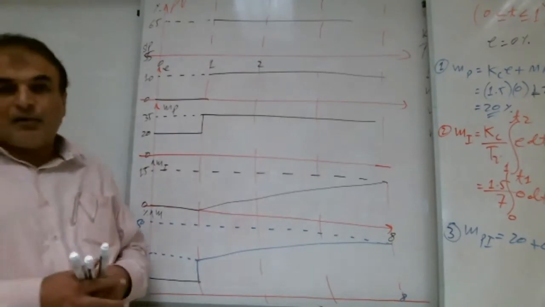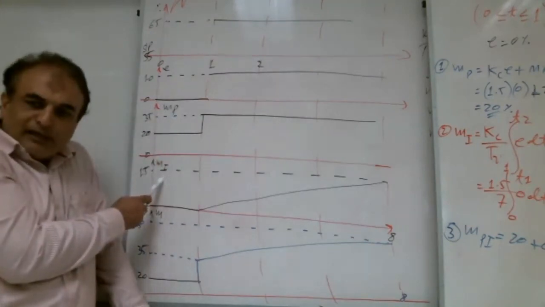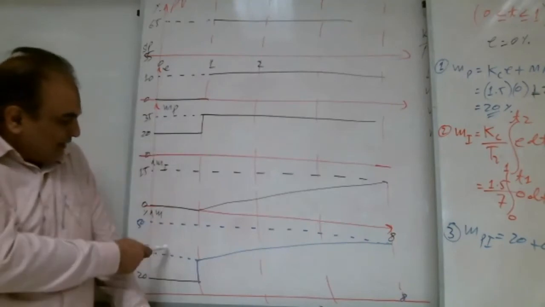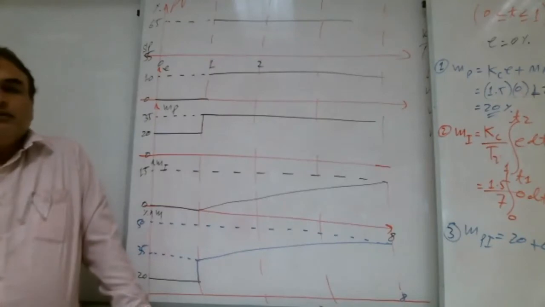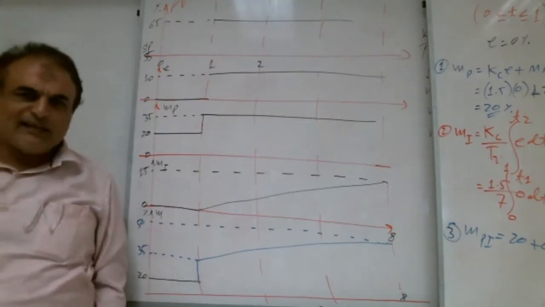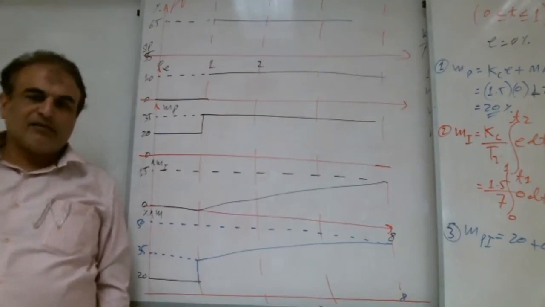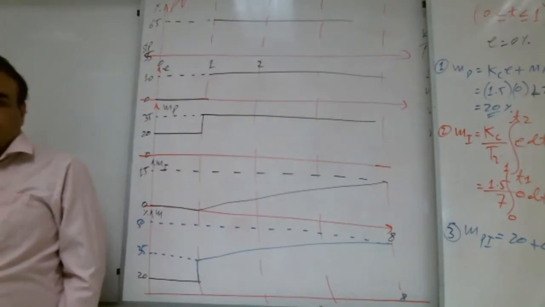So what is the bottom line? If we have already drawn MP and MI, we can add them directly and bring the total output: MP plus MI. Follow with me? That's good. Any question? If you have any question or confusion, please ask.